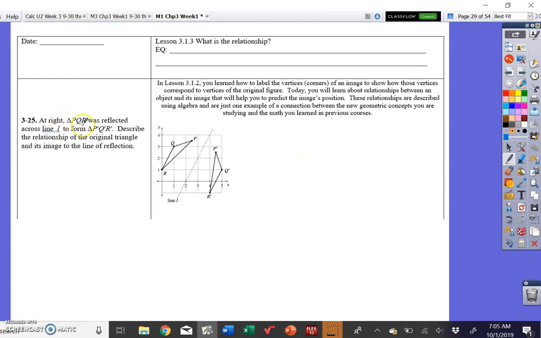So at the right, triangle PQR, this one, was reflected across line L to form triangle P prime, Q prime, R prime. Describe the relationship of the original triangle and its image to the line of reflection. So we know it's a reflection. But what is the relationship?